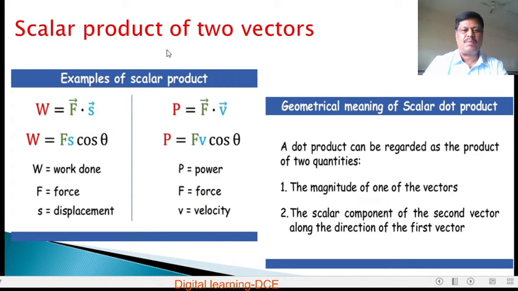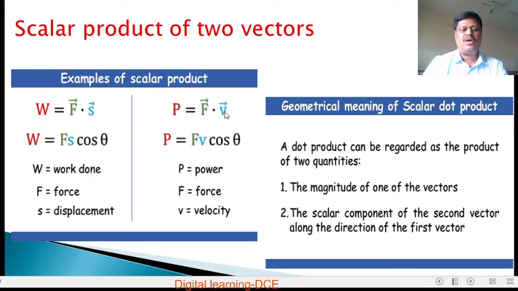Examples of the scalar product. First one, work done is equal to F dot S. Here force F is a vector quantity, and S is a displacement, which is also a vector quantity. If you multiply these two vectors, it gives work, but work is a scalar quantity. So on multiplying the two vectors in the dot product, it gives a scalar quantity. Therefore, dot product is also called scalar product.